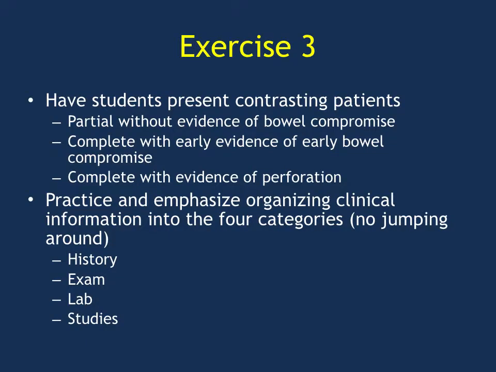So in exercise 3, we again have patients present contrasting patients, partial without evidence of bowel compromise. So they can do a short one-liner or a few lines of a history summarizing what the important points are. And then present somebody with partial without evidence of bowel compromise, present somebody with complete with early evidence of early bowel compromise, and complete with evidence of perforation.